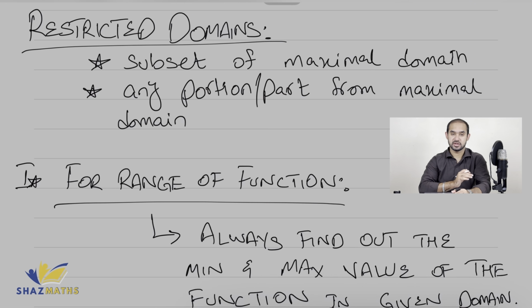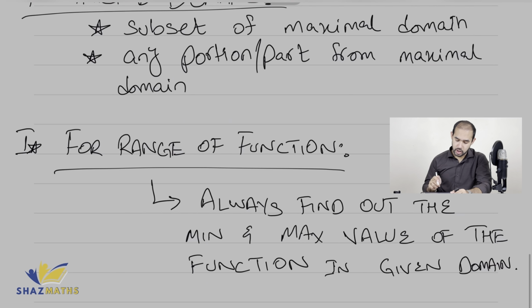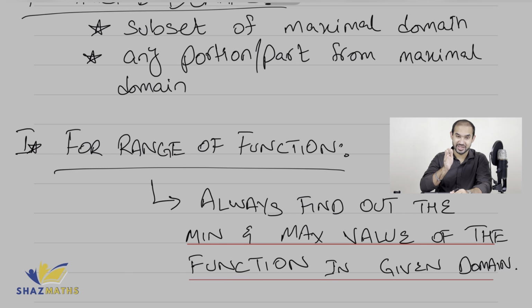Now, what happens is the examiner can give us any portion of the maximal domain, that is the restricted domain, and can ask us about the range of the function. Now, how would we find the range of the function? For the range of the function, the key trick is to always find out the minimum and maximum value of the function in the given domain.